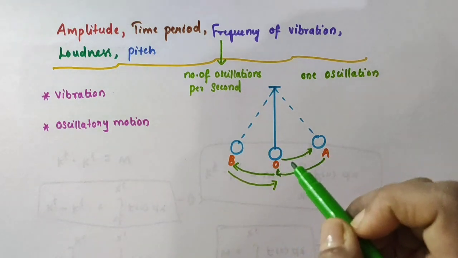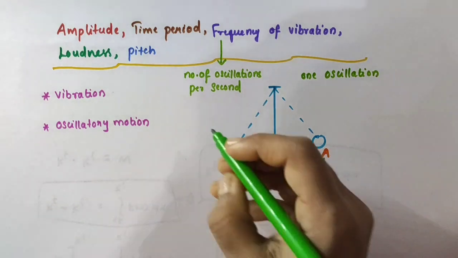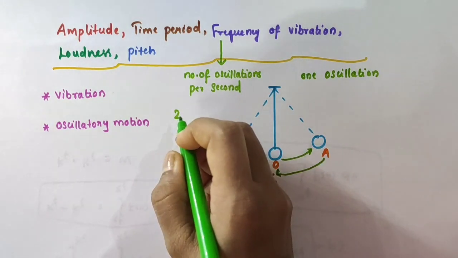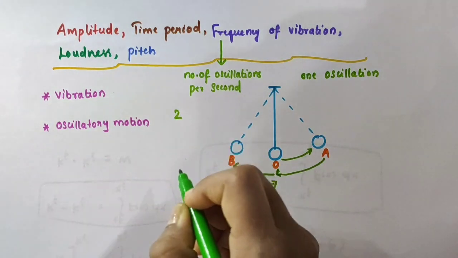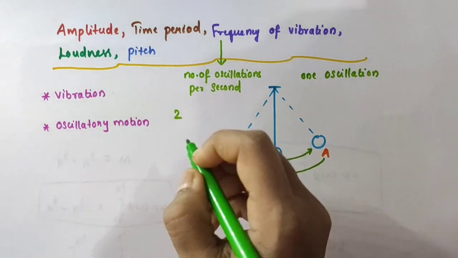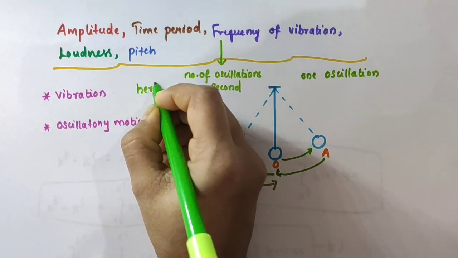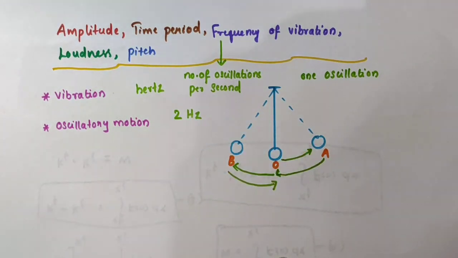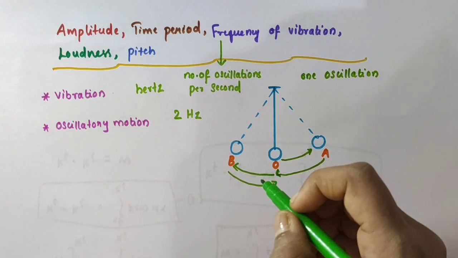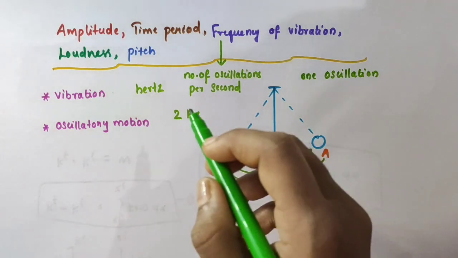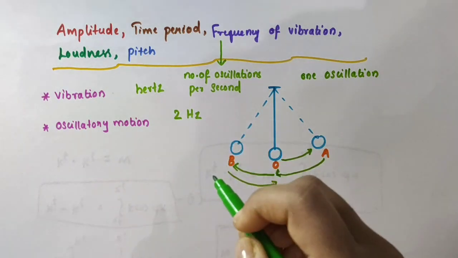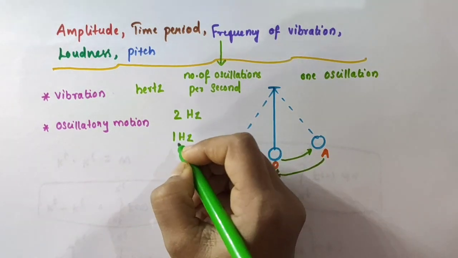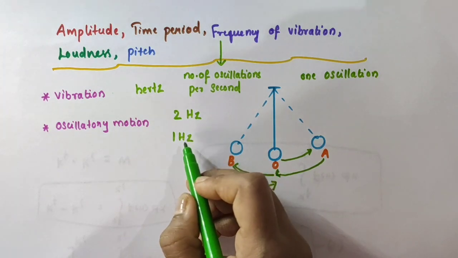That is, the number of oscillations in 1 second is 2. So what is its frequency? The frequency of oscillation is 2. But frequency is not just 2, actually. It has a unit. The SI unit of frequency is hertz. It is represented by capital H and lowercase z. So in this case the frequency of oscillation is 2 hertz.